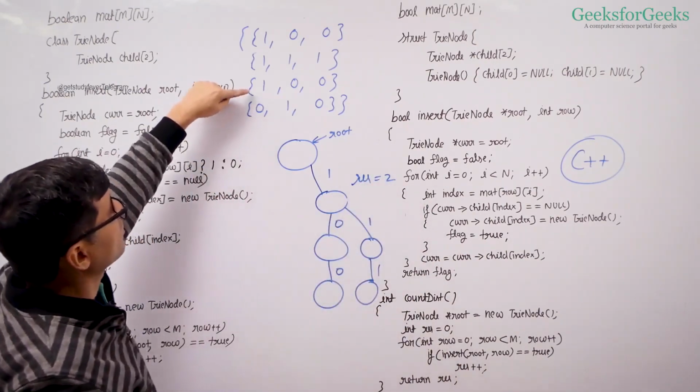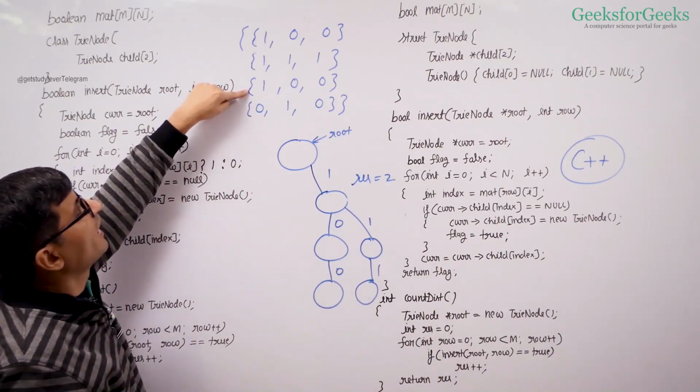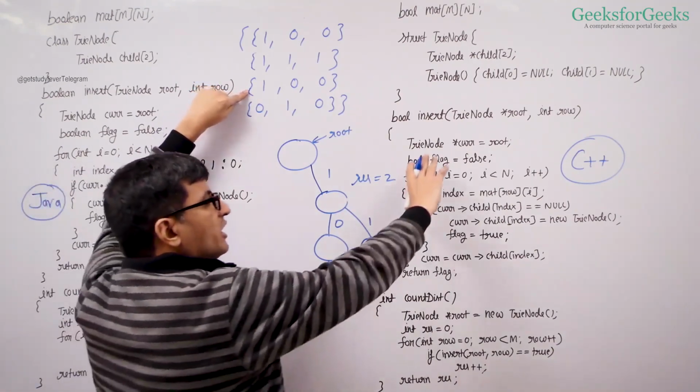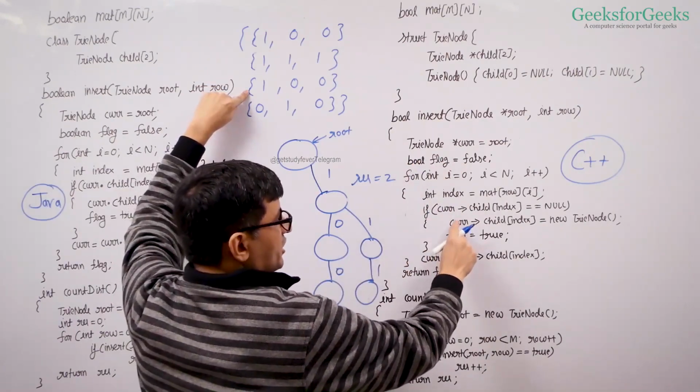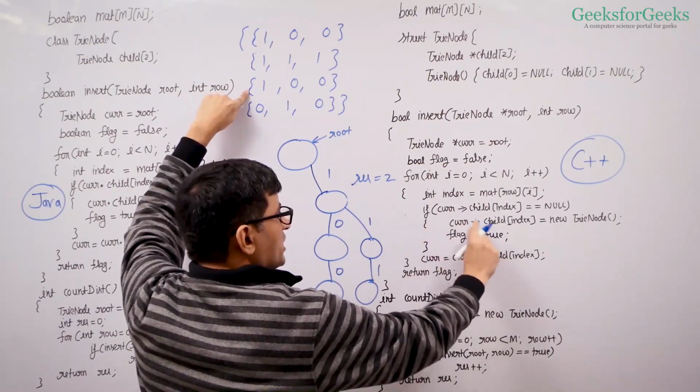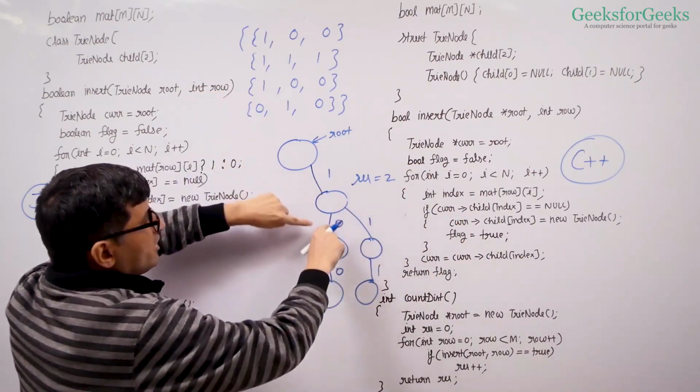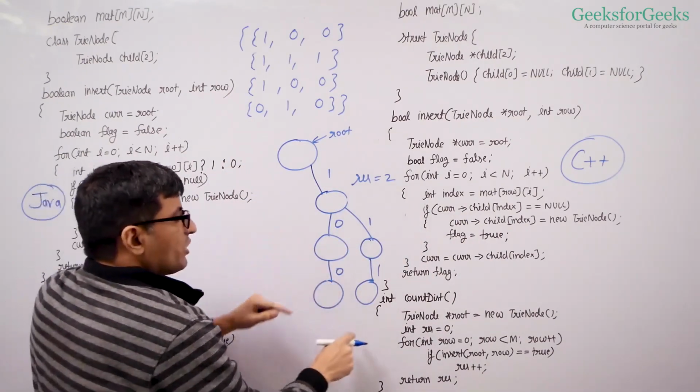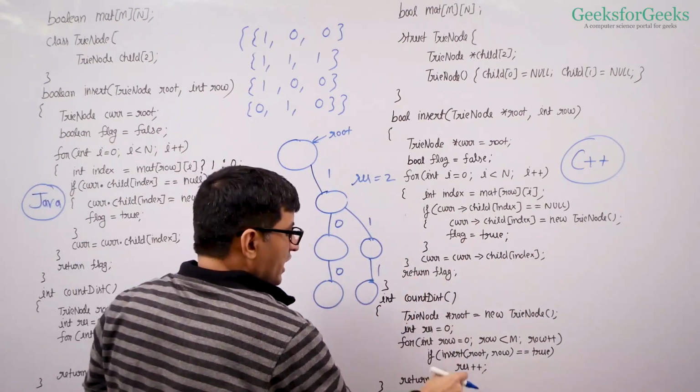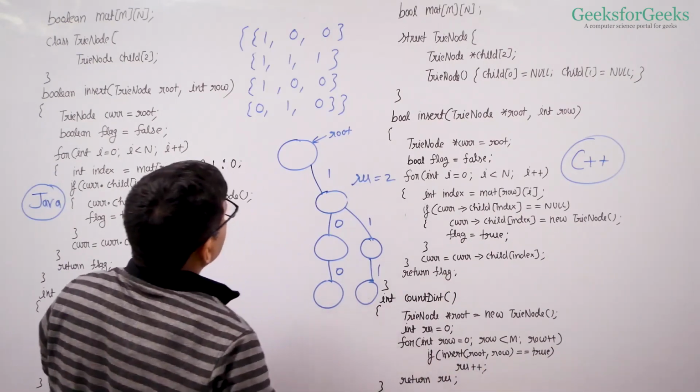Now we go to the next row, 1, 0, 0. This time we again call the insert function, and inside the insert function, we never go inside this if condition because 1 exists, then 0 exists, then 0 exists. So we return the flag as false and we do not increment the result.